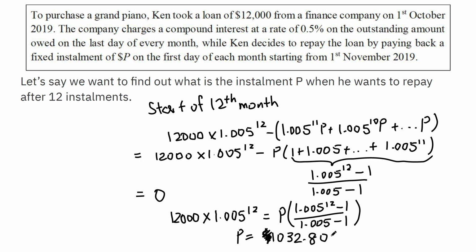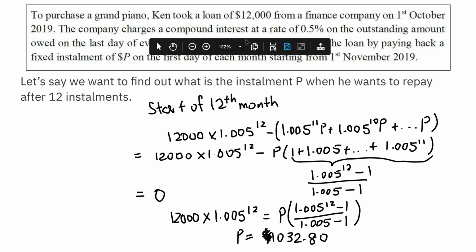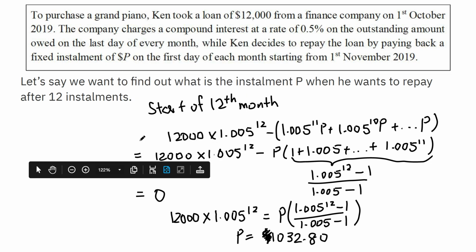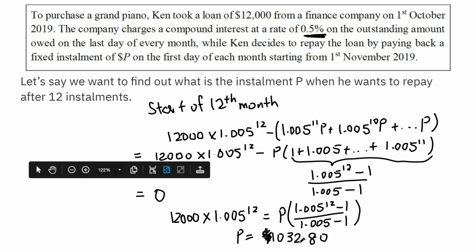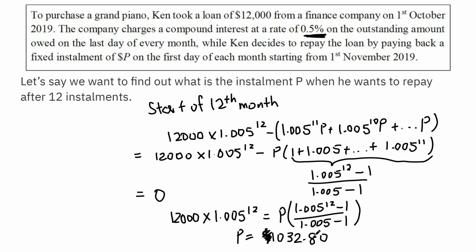So how do we know this is correct? A rough way to look at it is, if there was no interest, if the interest rate is 0%, and he took a loan of $12,000 and wants to pay it over 12 months, he should be paying $1,000 each month, right? So since there is a small interest rate, the installment he has to pay should be slightly higher than 1,000 to make up for the losses incurred in paying the compound interest. So this answer would make sense.